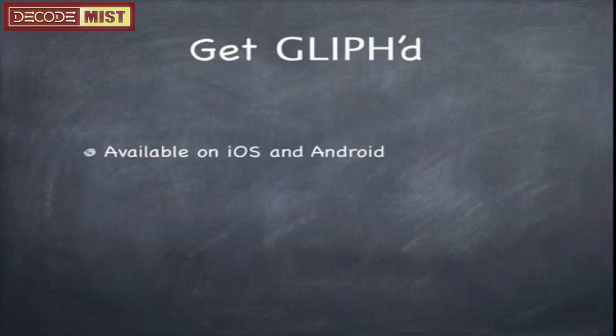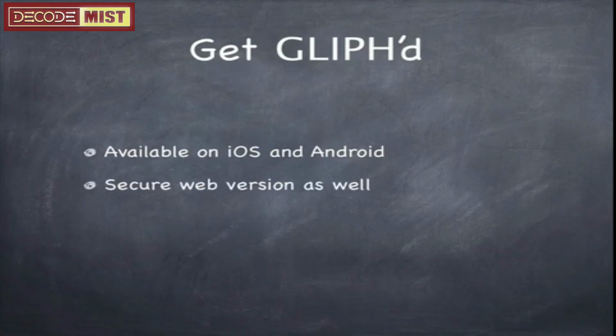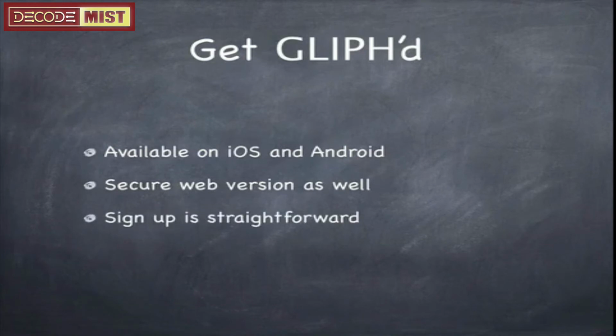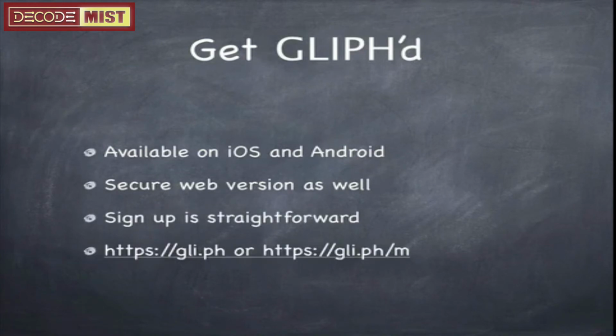So, what will you need to get started? Well, you'll need an iOS or an Android device, or a computer to use their web version, which, ironically, itself looks like an iPhone simulator. The sign-up is really straightforward. Point your device at https://gli.ph/m and download the software.